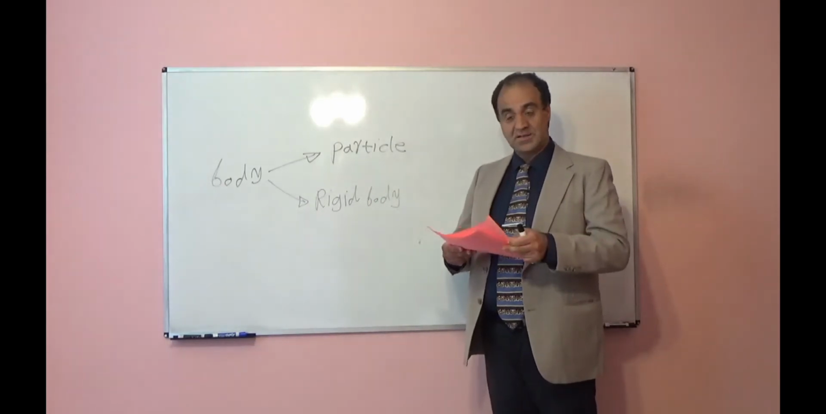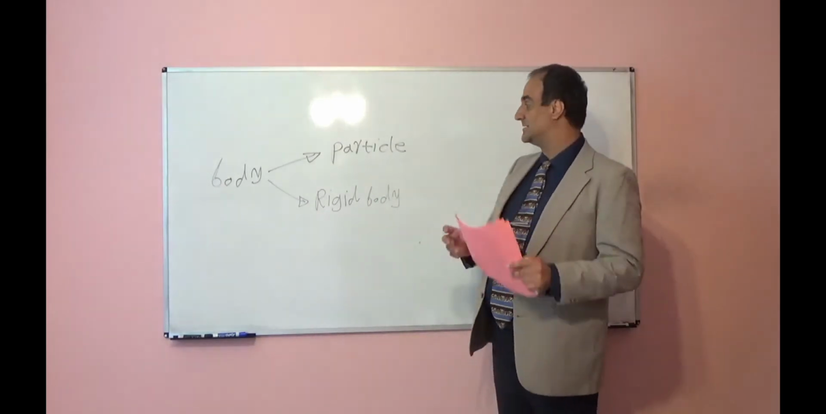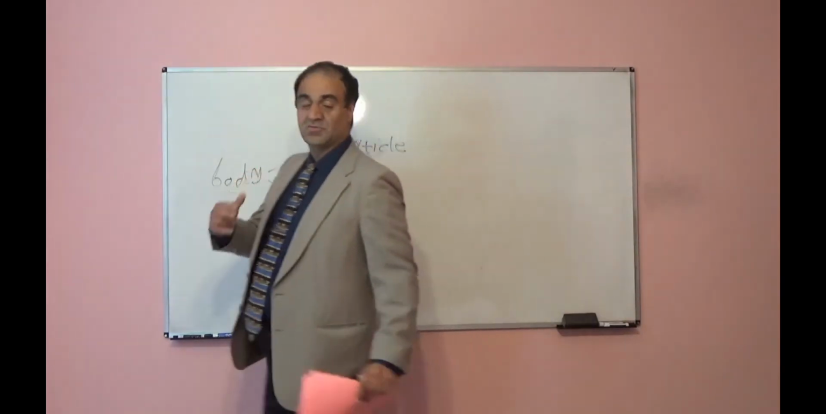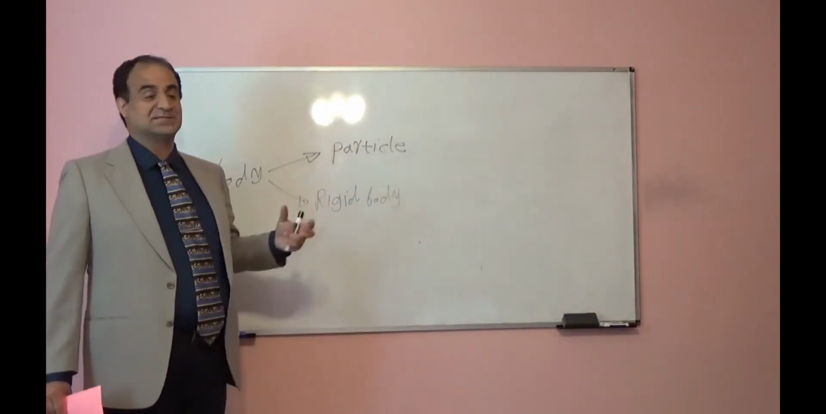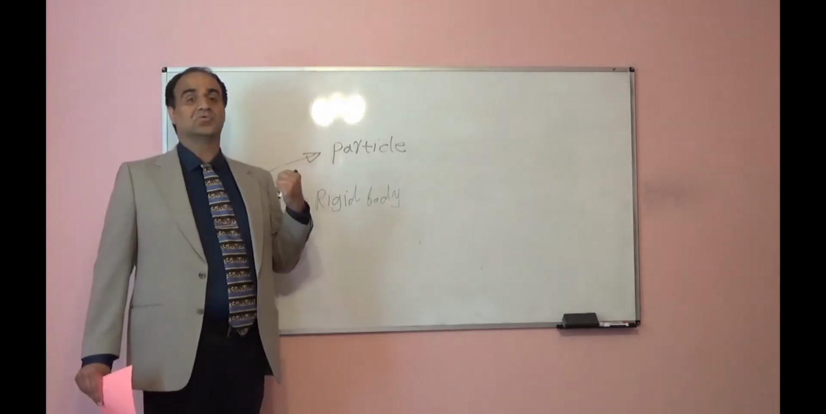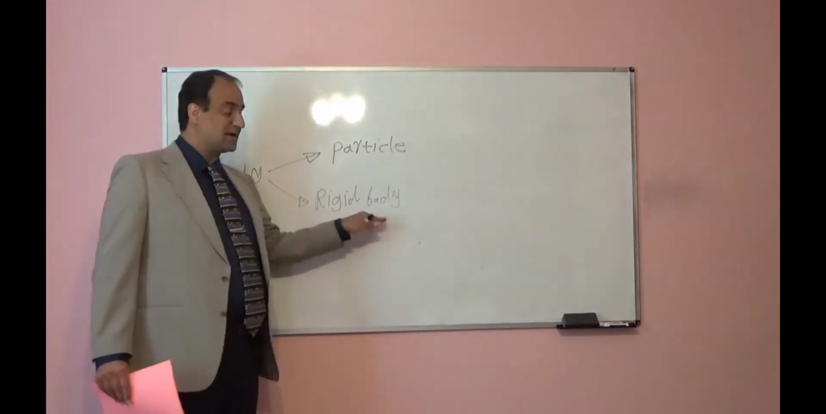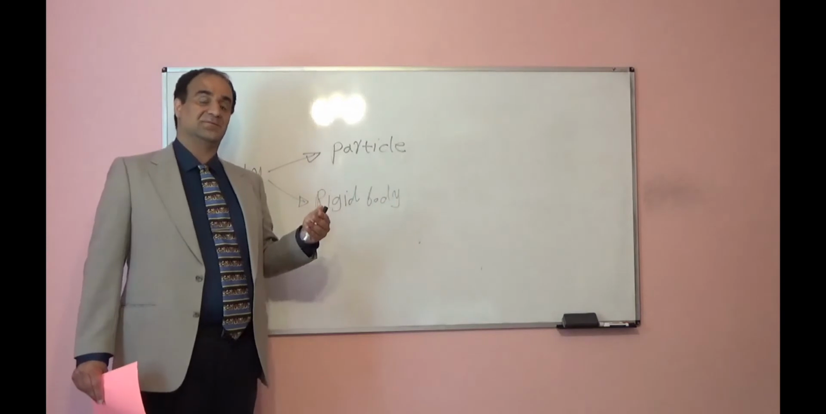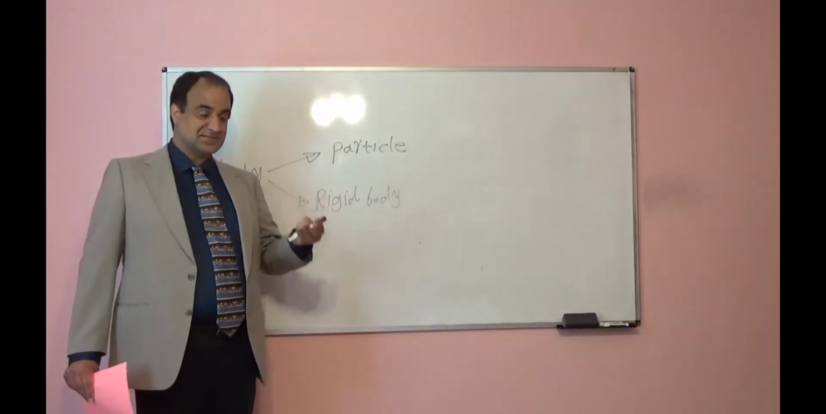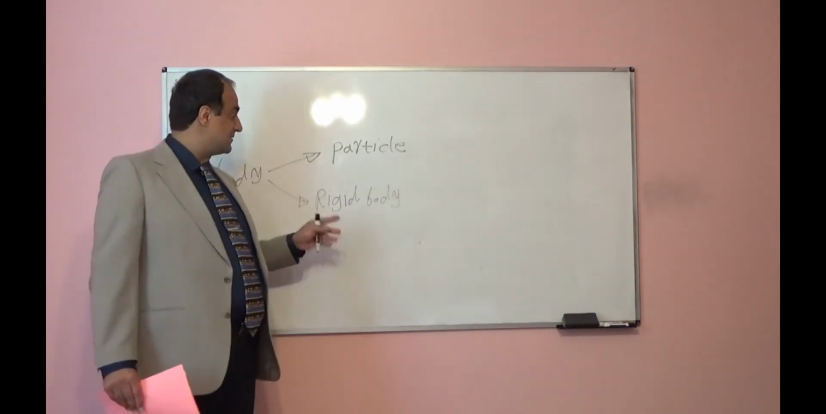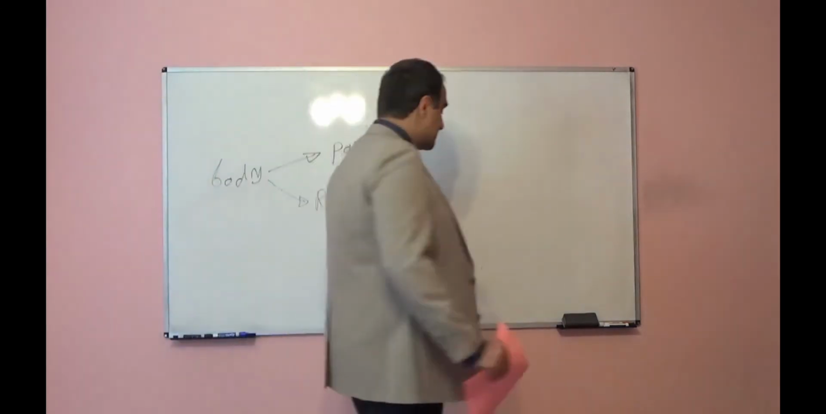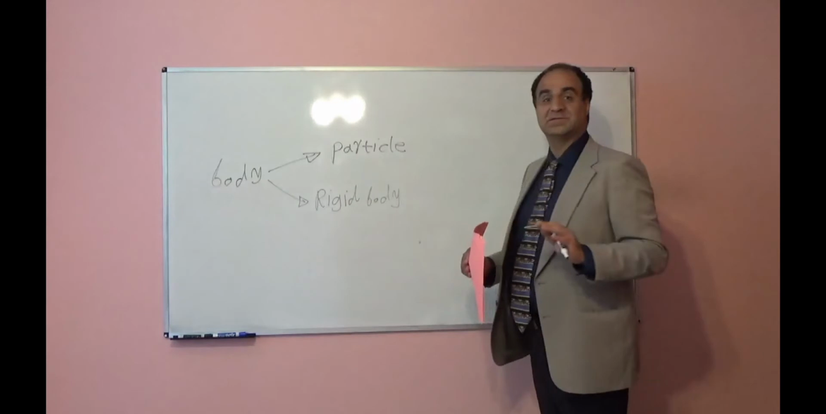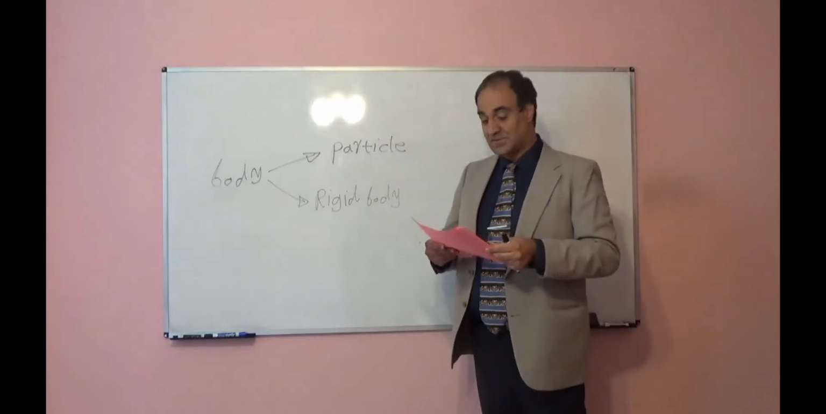So bodies in statics are divided into two categories. One of them is the particle. It means it has mass but no size and dimension. Another is the rigid body. It means it has mass, size and shape, but we don't consider the deformation and we assume there is no deformation under load.